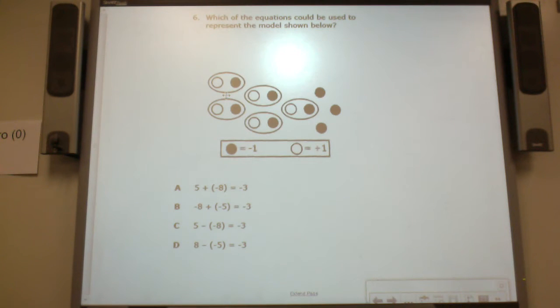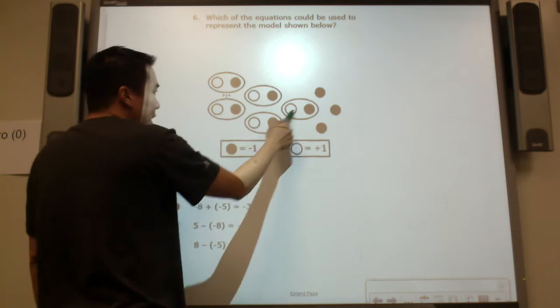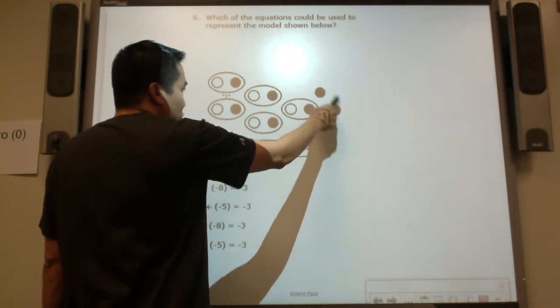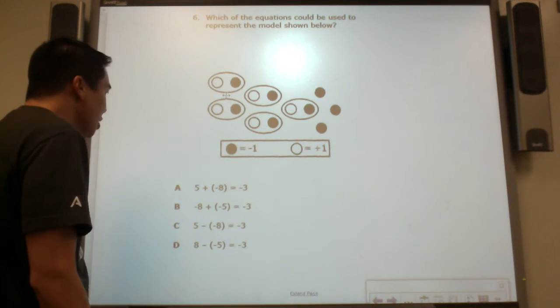Number 6. I see some white dots and black dots. Oh, these are 0 pairs. These all cancel out. So the answer is 3 black dots or -3. But I'll show that. So let's count.